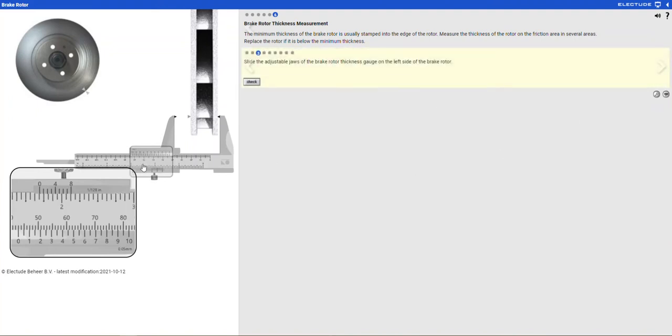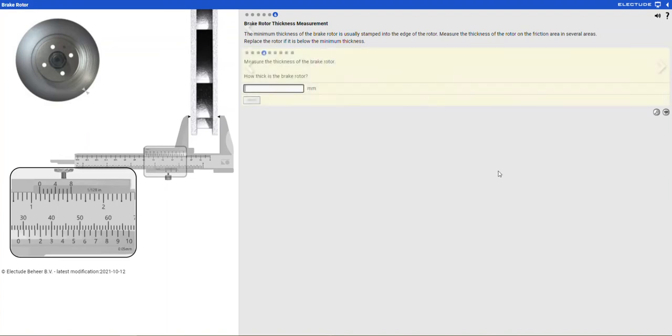and next we need to slide our adjustable jaw to the left side of the rotor. We need to measure the thickness of the brake rotor. I'll tighten our jaws on our vernier caliper, and we need to find out how thick this rotor is.